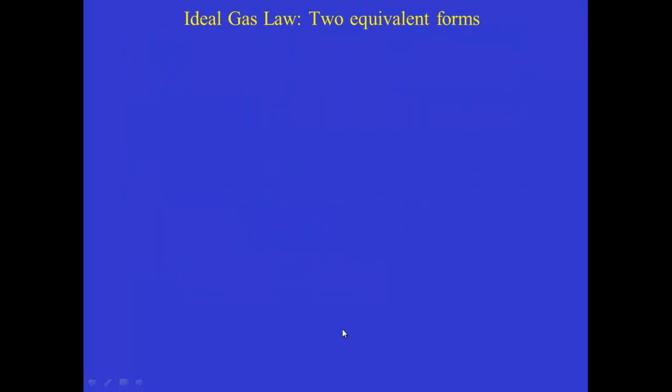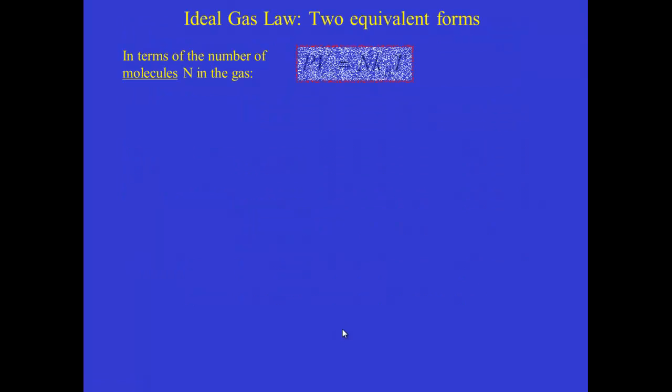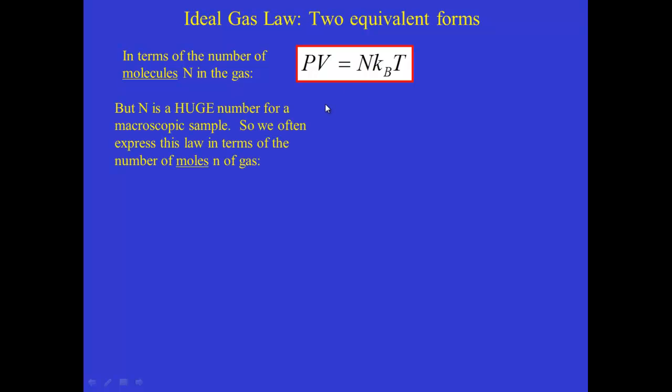So there's two equivalent forms, though, of this ideal gas law. And the one that we just wrote down on the previous slide was with reference to the number of molecules in the gas. And this is one that physicists tend to use a lot. Chemists, by contrast, often want to write it down in terms of a smaller number, rather than using the number of molecules, which is really, really large for a macroscopic sample. Chemists like to express that number as the number of moles of gas.